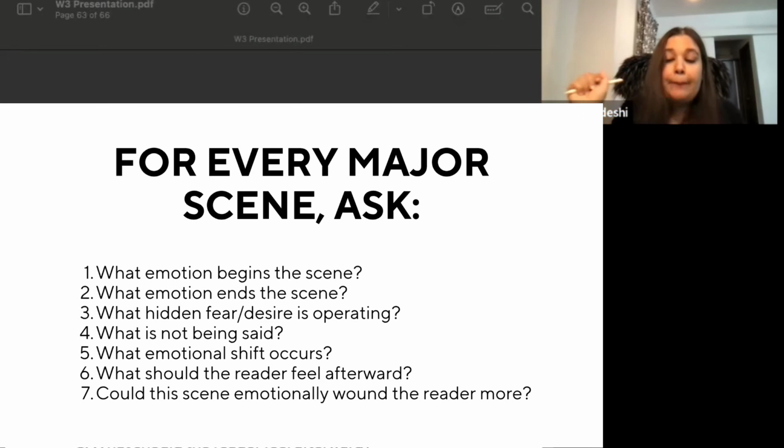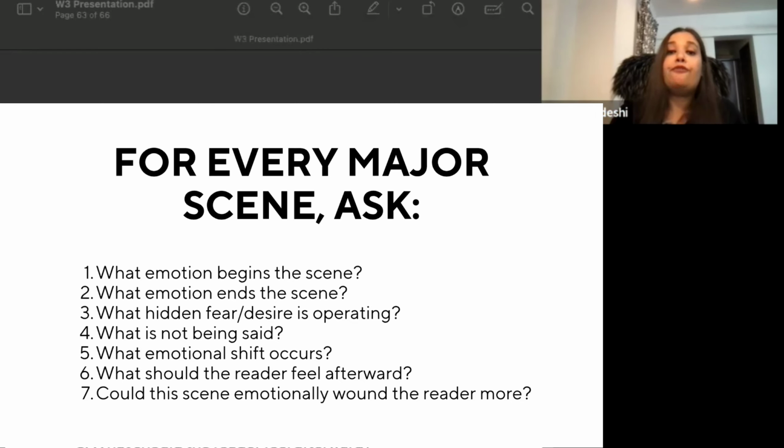What is not being said? This question immediately improves your dialogue, because emotionally immersive scenes are often built around suppression and avoidance, as we've just seen. The unsaid layer is frequently more important than the spoken layer.